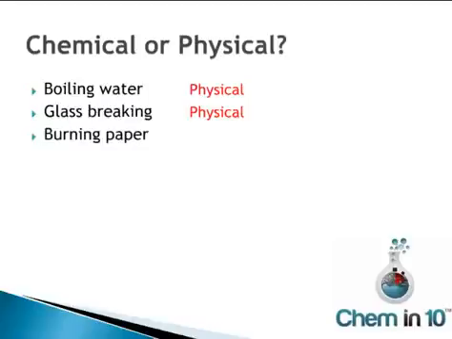Burning paper. When paper is burned in the presence of oxygen, it becomes a new substance. Atoms are rearranged, so it is a chemical change. Iron rusting, we've already seen on the previous slide that iron rusting is a chemical change.